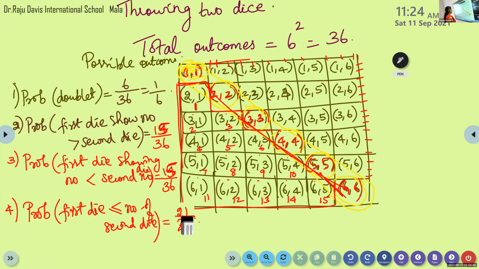21 by 36. See, for the exam, you have to write it in the simplest form. Children, please note it down. You can count and write. Count it properly. Okay, don't draw a very small square. Write it somewhat neat so that you can understand it easily. 15. Okay, same way for the second case also you'll get like this. It is 15 by 36.